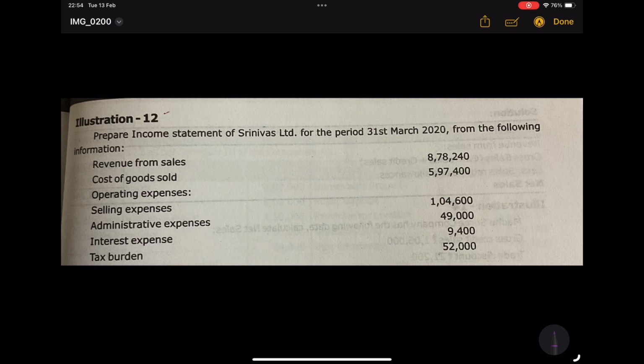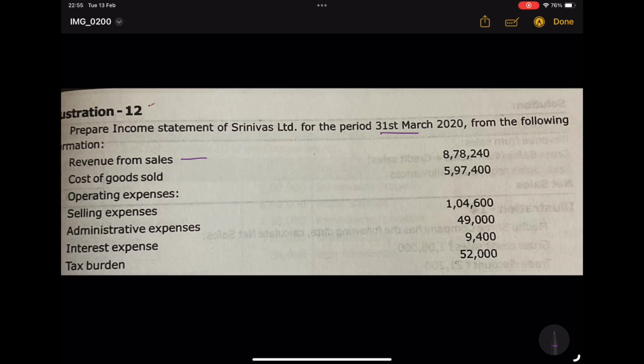Okay, the question is: prepare the income statement of Srinivas Limited for the period ending 31st March 2020 from the following information. Very little information has been given. Revenue from sales 8,78,240, cost of goods sold 5,97,400. And see here, they have given revenue from sales, not revenue from operations.